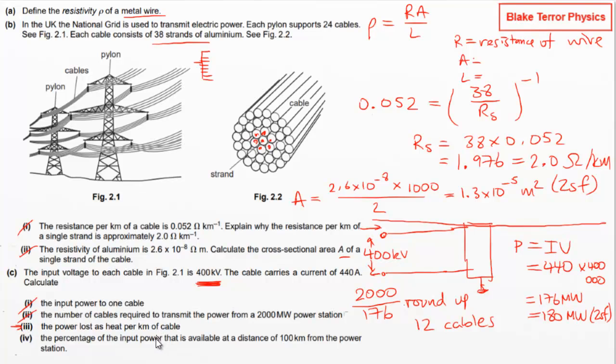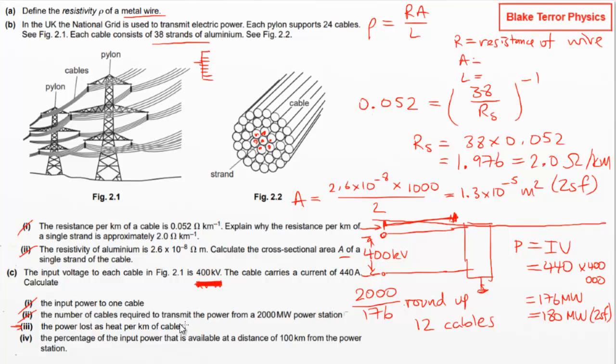Power lost as heat per kilometre of cable. Right, and this is where I'm saying you don't want to be using this input voltage, because of course the power loss is to do with the potential difference along one cable, not between the input and output cables. So we've got 2 different voltages we're talking about here: the potential difference between the cables and the potential difference from one end of a cable to the other. So we can't use that 400 kilovolts, because that doesn't apply to the cable that's going out.